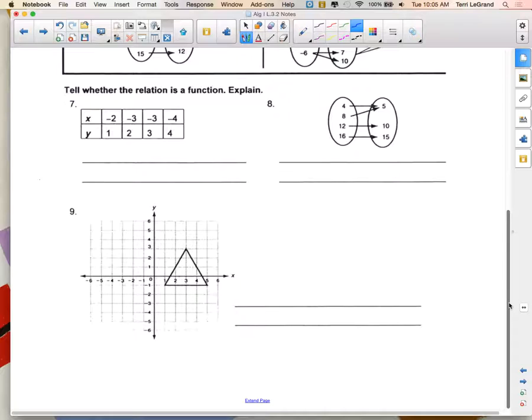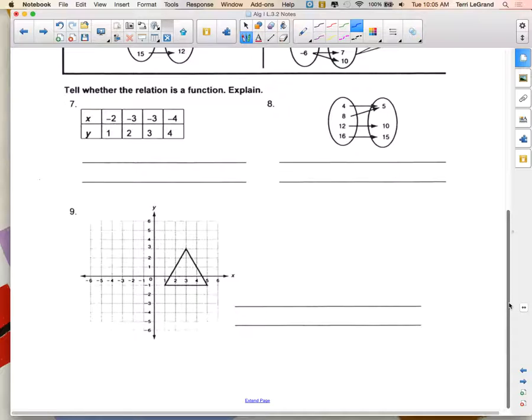What do you think? Do you think that relation is a function? What are you feeling about it? We got x equals -2, and then we got a y of 1. When x is equal to -3, the range value for that one is 2, and then when we have x equal to -3, the range value for that one is 3, and when we have x equal to -4, the range value for that one is 4. Is this a function? All in favor of, let's name this one a function.